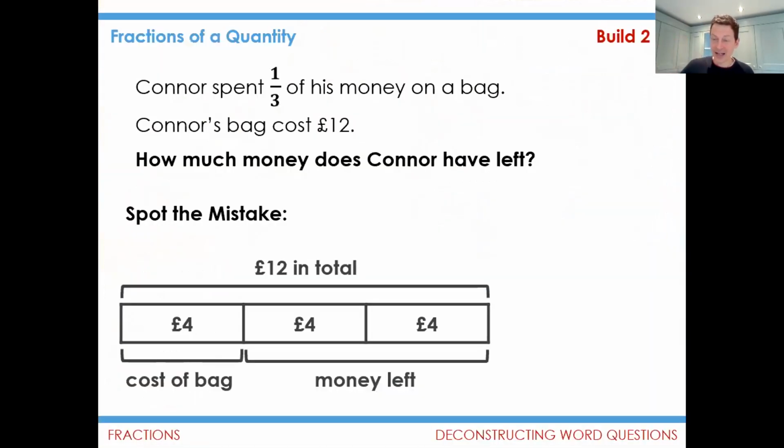But then we progress, and the task build-up goes to the next phase of examples, which include lots like this one where we're challenged to spot the mistake. So in this instance, Connor spent 1/3 of his money on a bag. Connor's bag cost £12, and it's trying to get the children to see, in this instance, Ruby could, that 12 isn't the whole amount. I'm not after a third of 12, because 12 is the cost of the bag, which is 1/3. And then we see the correct example.